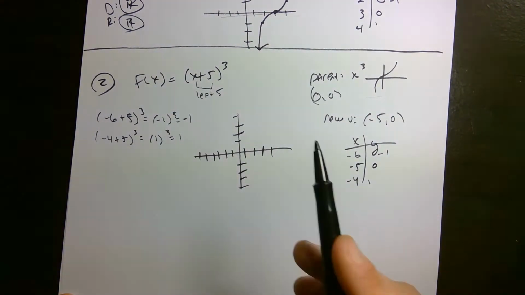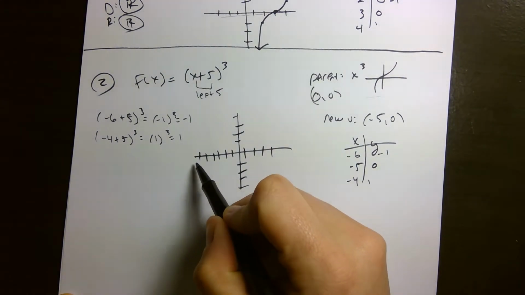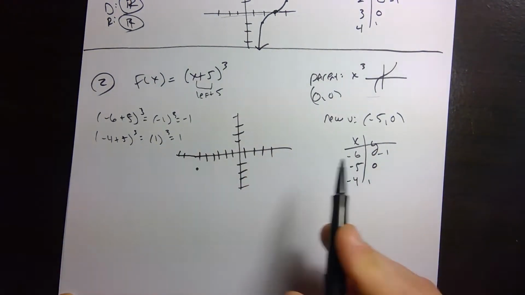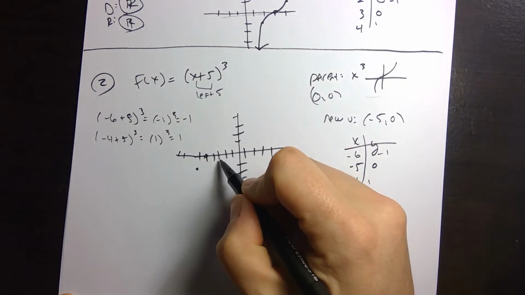So here are the points I'm going to graph. So negative 6, negative 1. Okay, maybe extend this a little bit. Negative 5, 0. 1, 2, 3, 4, 5. And then negative 4, 1. 1, 2, 3, 4, 1.